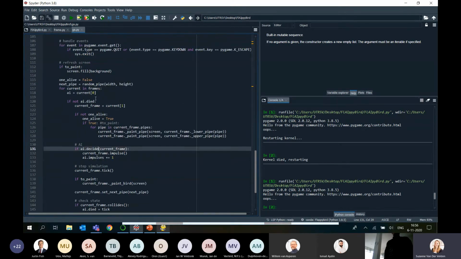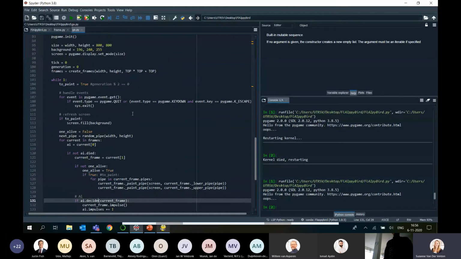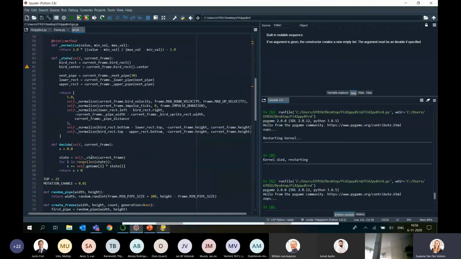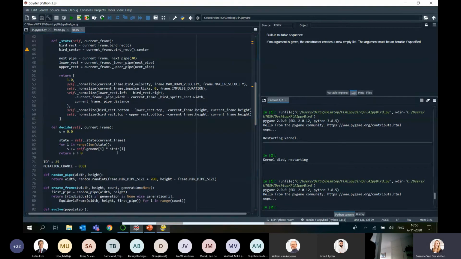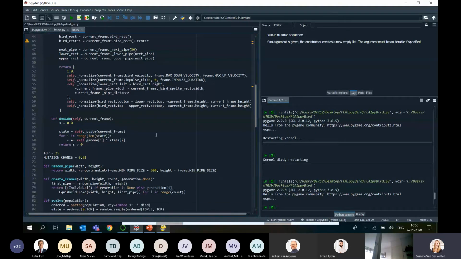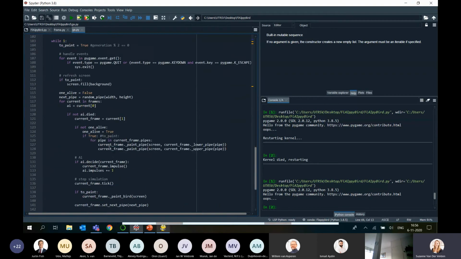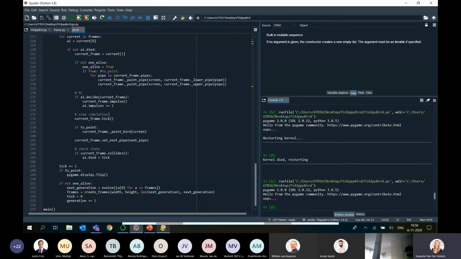And of course we have the coordinates of the bird. So we're going to use that in the decide function, where we have the state and the current frame, with the distances. And for that we look at the genome and the state. So we look where a bird is now and what its velocity is, and we multiply that with its genome. And then we decide if we do the tick or not. And if we decide to do the tick, then we'll do it.